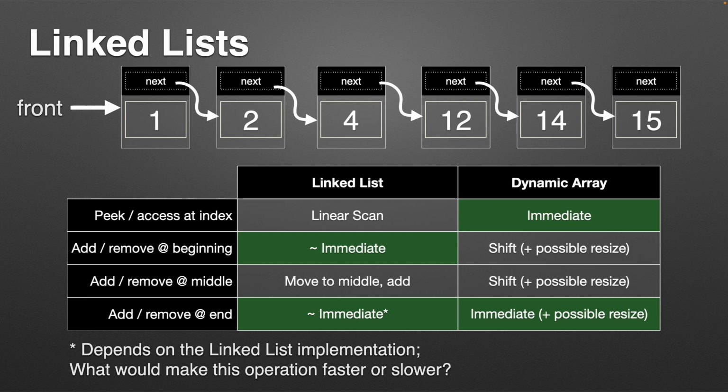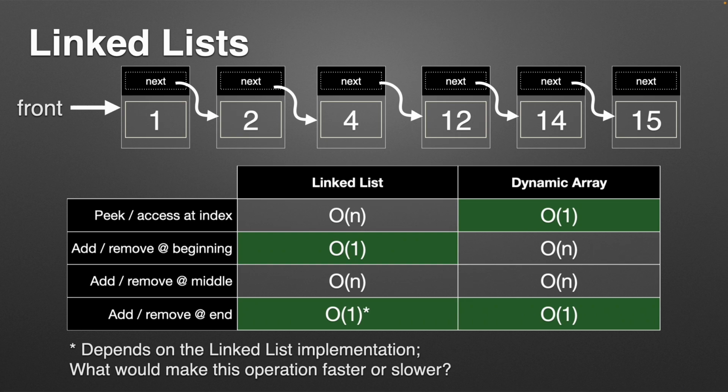If we want to add and remove at the middle, we kind of have an even split here, right? With the linked list, we have to get to the middle, so we have to go through all these elements and navigate it. With the array, we have to move things. And if we want to add and remove at the end, as long as our linked list is built in a certain way where it has a reference to the end, that will be just as fast as it is with an array.